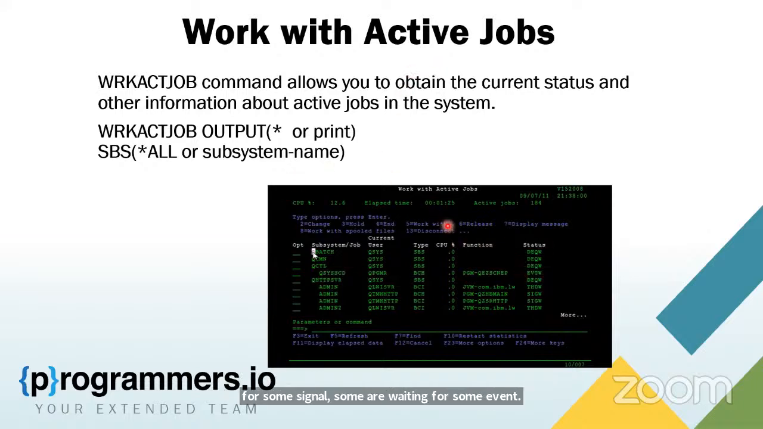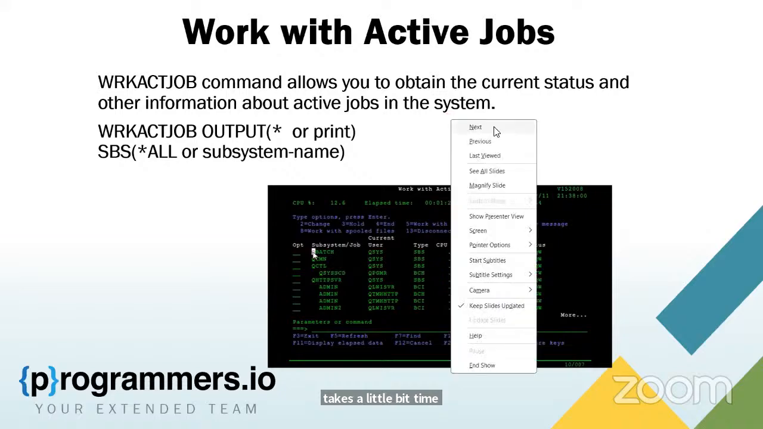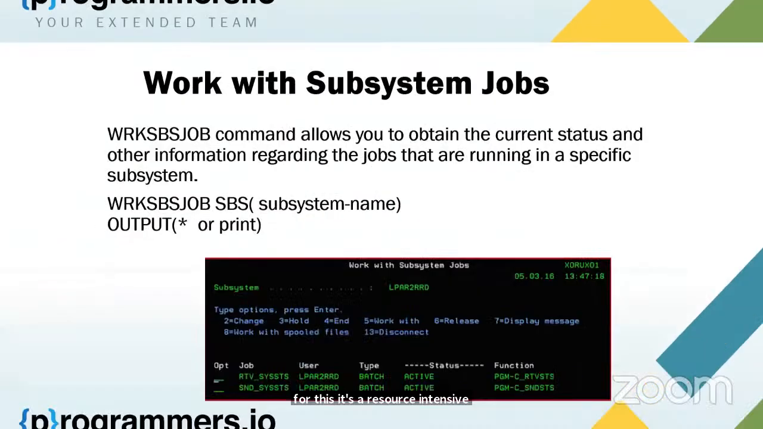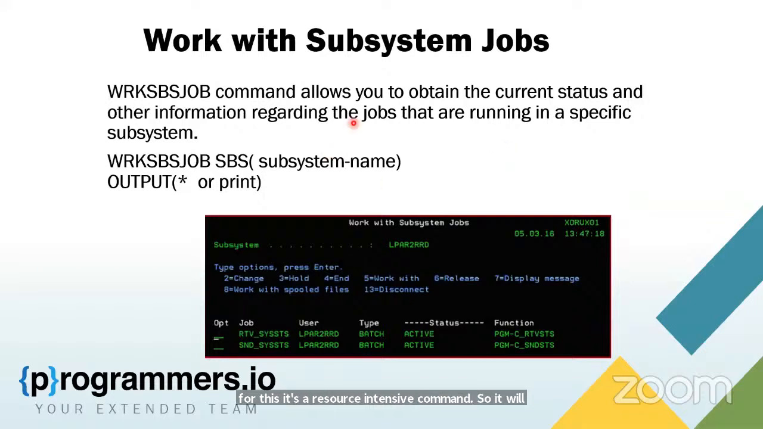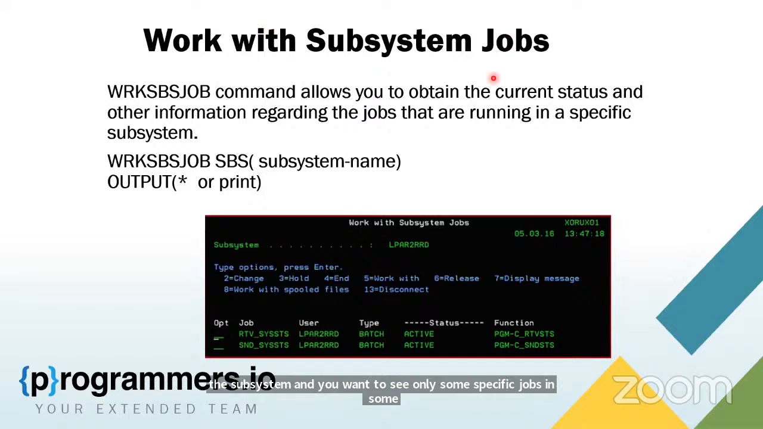Work with Active Jobs will also show the CPU percentage and all those things. To show all this information, it takes a little bit of time. It's a resource intensive command, so it will be using CPU and all. There will be a lot of overhead. So if you don't want to see all the jobs in all of the subsystems, and you want to see only some specific jobs in some specific subsystem, then you can use Work with Subsystem Jobs.